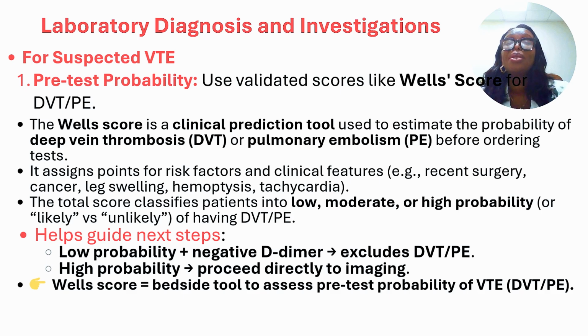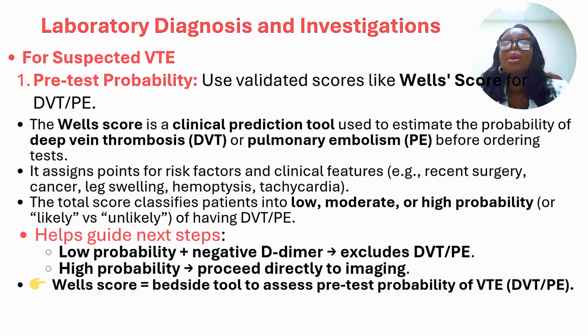This Wells score is a clinical prediction tool that can be used to estimate the probability of deep vein thrombosis or pulmonary embolism in a patient before ordering other laboratory tests. You assign scores by measuring clinical features like recent surgery, cancer, leg swelling, tachycardia, and others. You can then classify as low, moderate, or high probability. You can also use words like likely or unlikely to define whether the person might have either deep vein thrombosis or pulmonary embolism.